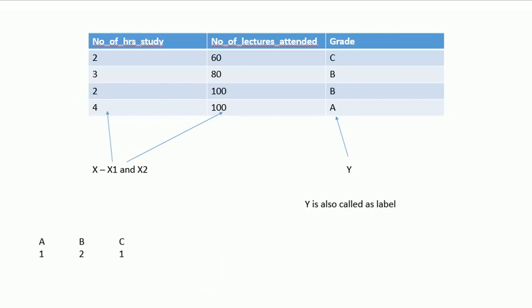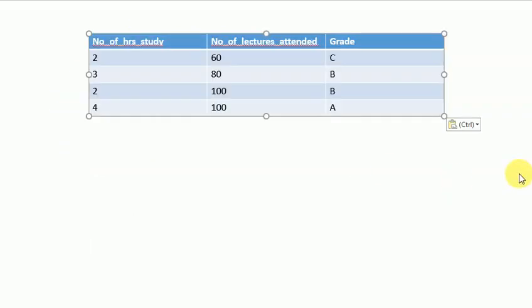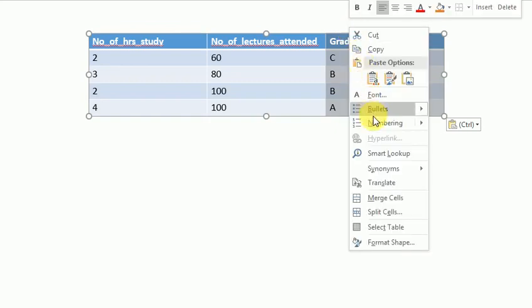Now assuming that we have the same table, I'll copy this table into a new slide, but we don't have the grade column present. So if this column is not present, in that case what can happen?